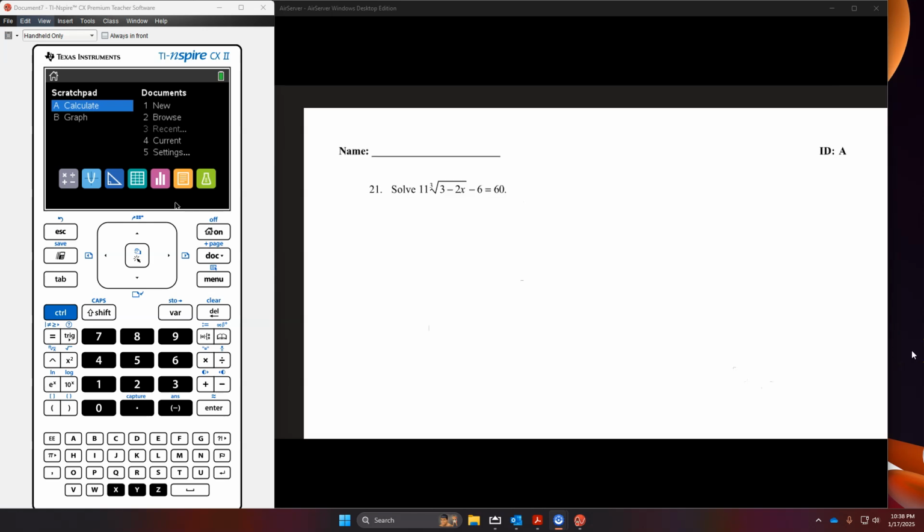Okay, so we're dealing with a cube root. So you're going to go through the process: 11 times the cube root of 3 minus 2x, and then you have minus 6 equals 60. Go ahead and add 6 to both sides because you want the cube root by itself. Now remember, you can't be subtracting 3 and you can't be adding 2. You have to address the 11.